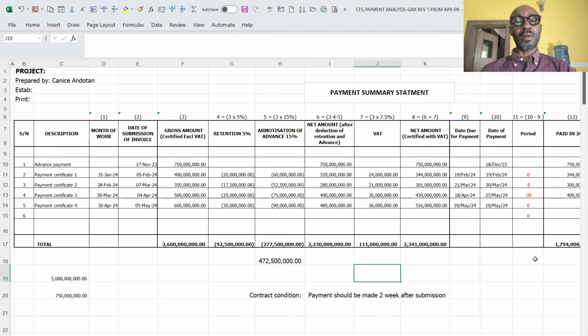Welcome to another episode where we shall be learning how to keep a payment record and also use the same record to prepare interest on delay payment if the client has defaulted.